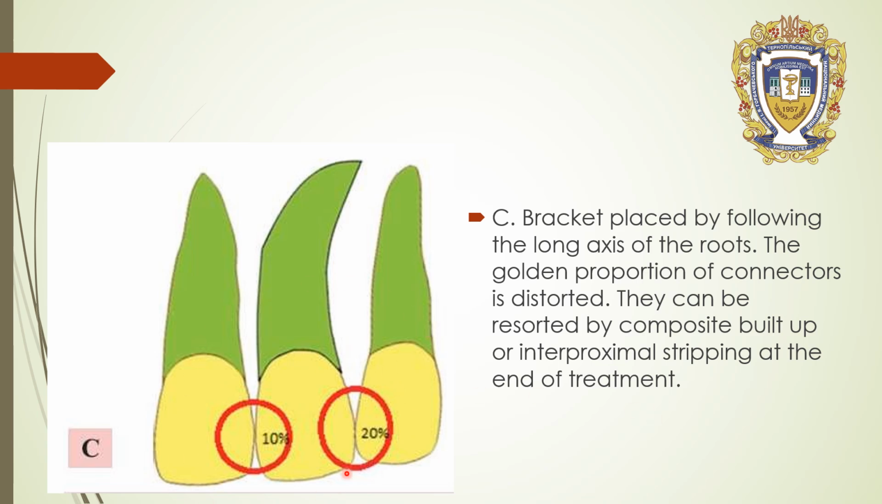In this scheme, we can see that bracket is placed by following the long axis of the roots. The golden proportion of connectors is distorted. They can be restored by composite build-up or interproximal stripping at the end of treatment.